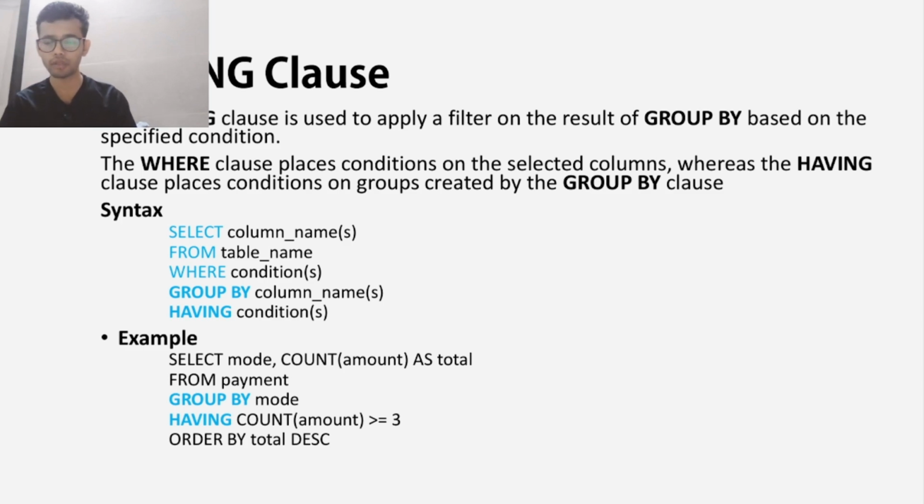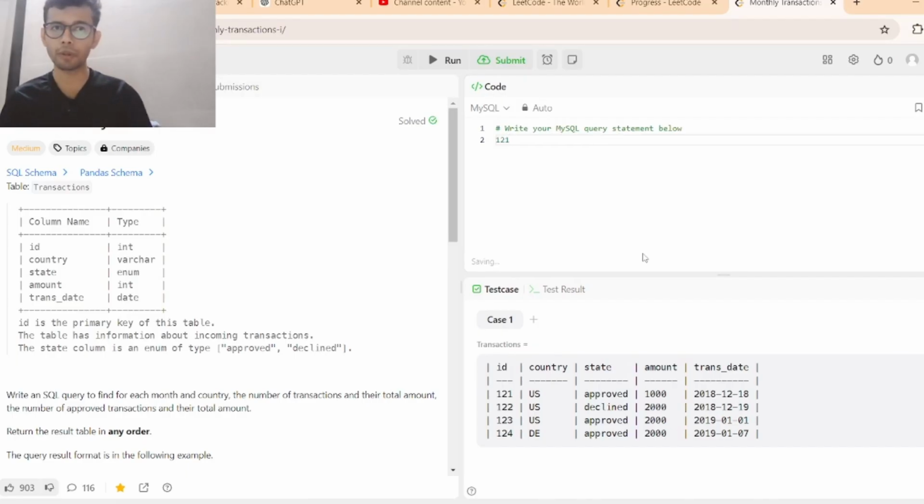of group by, okay. So guys, today we will be solving this problem, monthly transactions. The problem number on LeetCode is 1193, okay. So we will see what things we can use in this problem that we have discussed in our video: case statements, group by clause, where, having. Let's see how we can solve this problem.